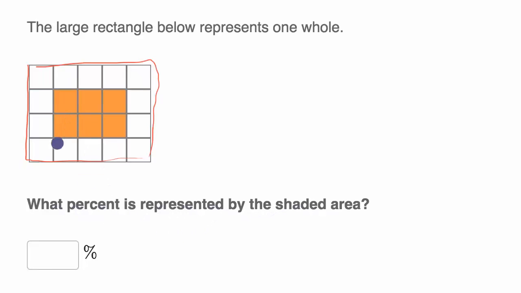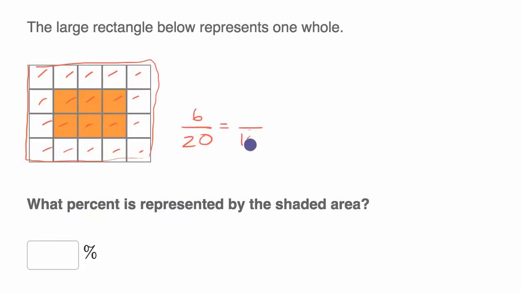So let's just express it as a fraction first. So we have a total of 1, 2, 3, 4, 5, 6, 7, 8, 9, 10, 11, 12, 13, 14, 15, 16, 17, 18, 19, 20 squares. So out of those 20 squares, we see that 6 of them are actually shaded in. So 6/20ths, can we write that as per 100?